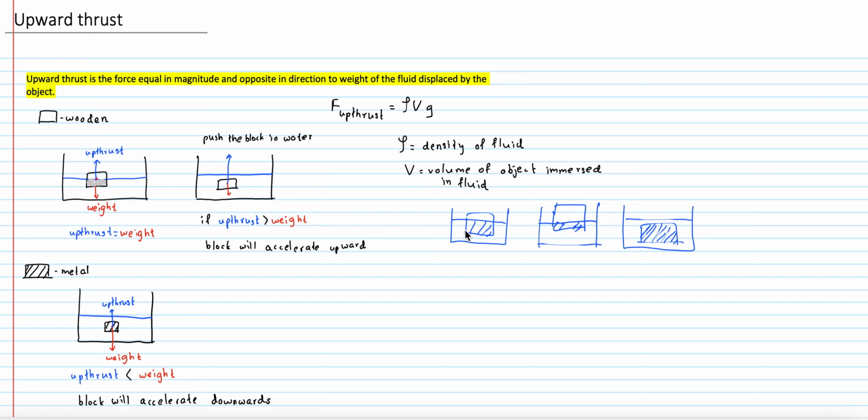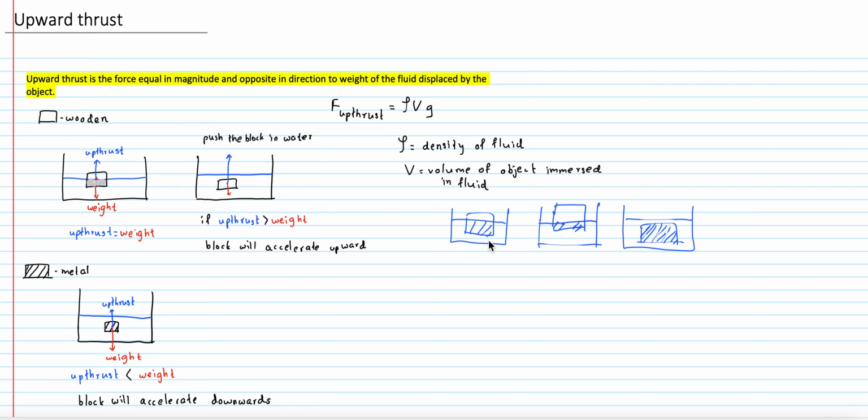Let's talk about the upward thrust. Upward thrust is a force equal in magnitude and opposite in direction to the weight of the fluid displaced by the object. And it is given by the equation F thrust equals rho Vg. Here, rho is the density of the fluid, V is the volume of the object immersed in the fluid, and g is of course the acceleration due to gravity.